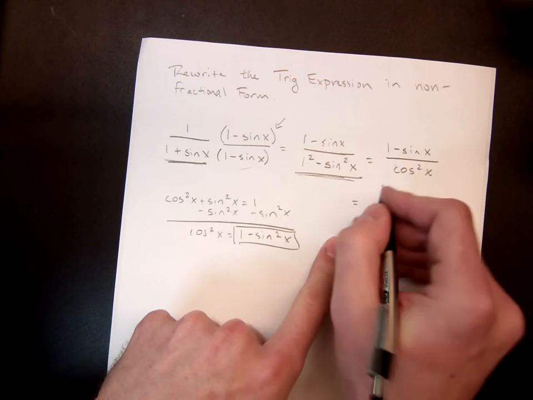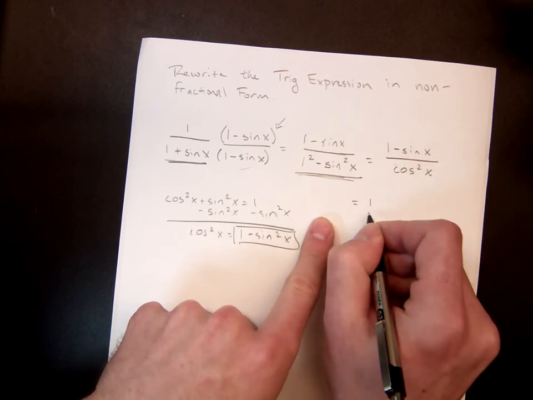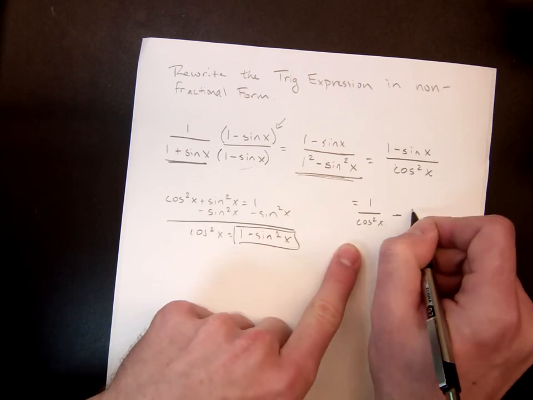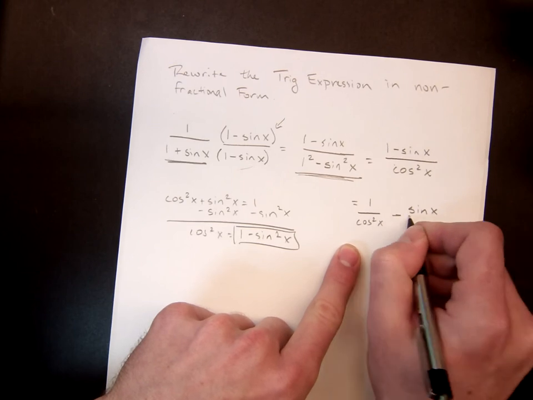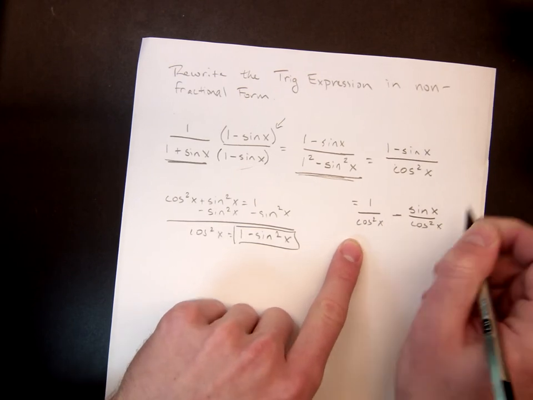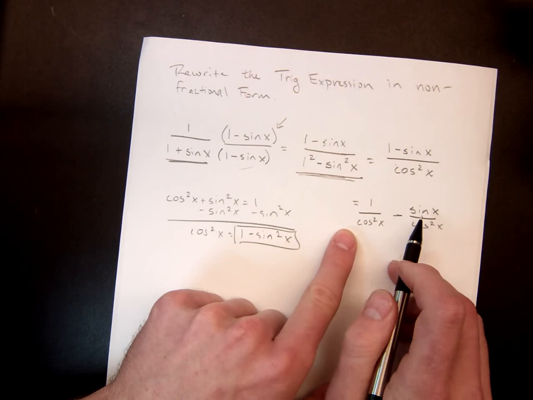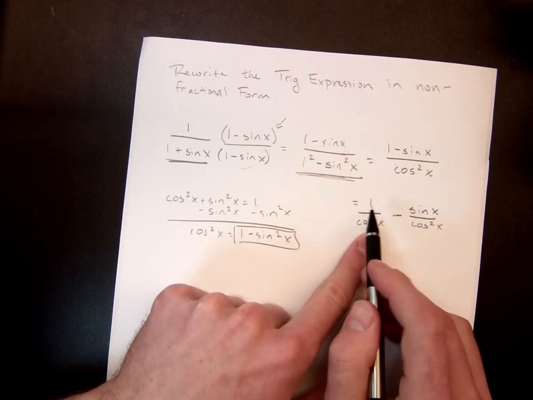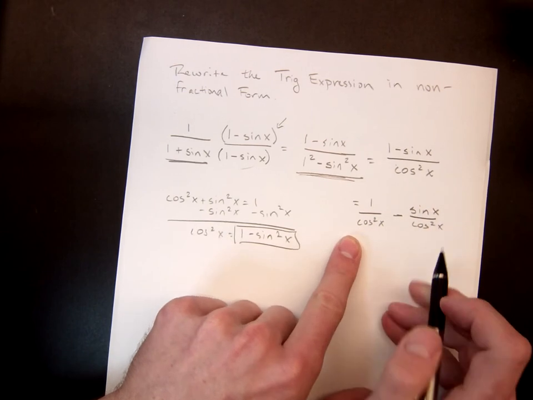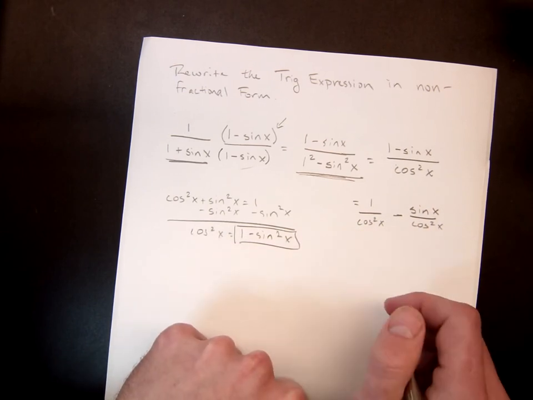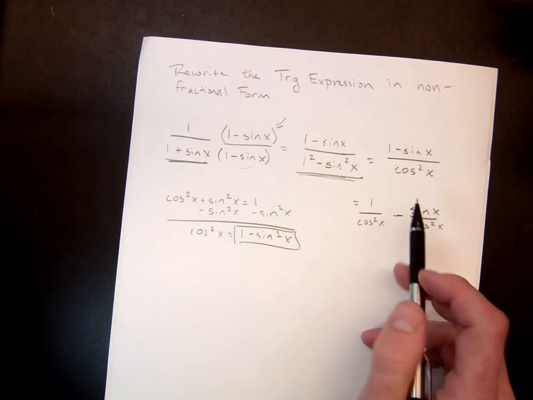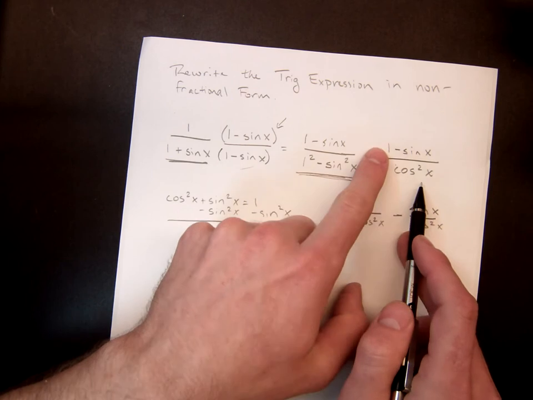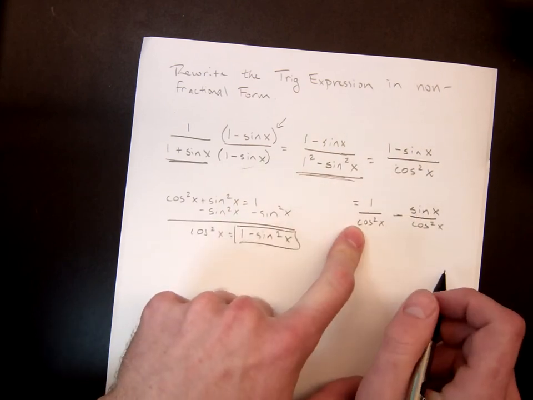So what we end up getting is, I can rewrite this as 1 over cosine squared minus sine over cosine squared. And if you're not sure on that, just work backward. These have a common denominator, which means we could combine them together, and we would just subtract the numerators, 1 minus sine x, and the denominator would remain the same. And that's another strategy you'll want to add: when you have a binomial on the top and a monomial on the bottom, it might be beneficial to break that up into two pieces.